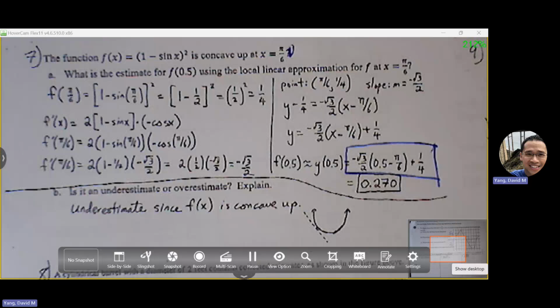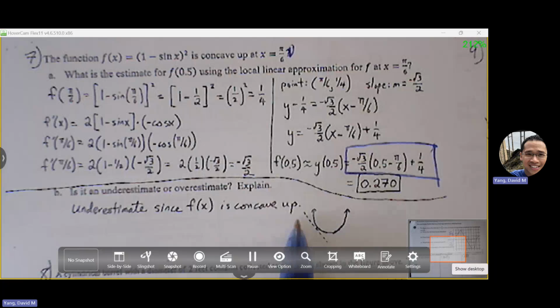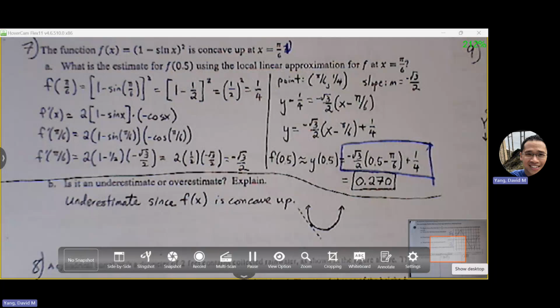Next part, since the graph is concave up, we know that any linear approximation is going to sit below the curve. So any point on this line is going to be an underestimation of the actual point on the curve.